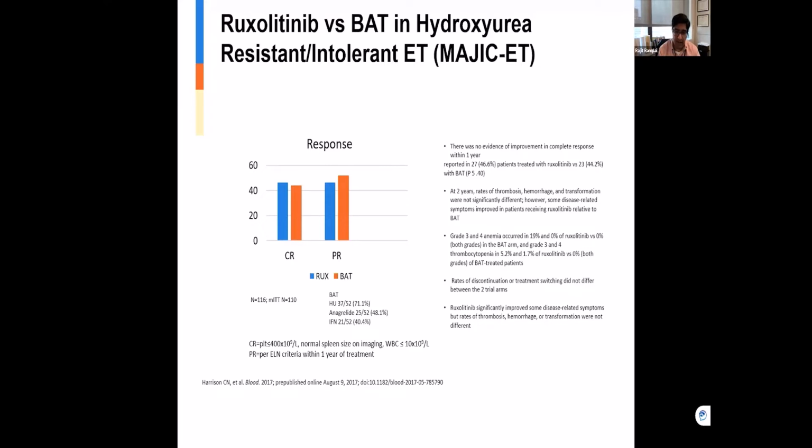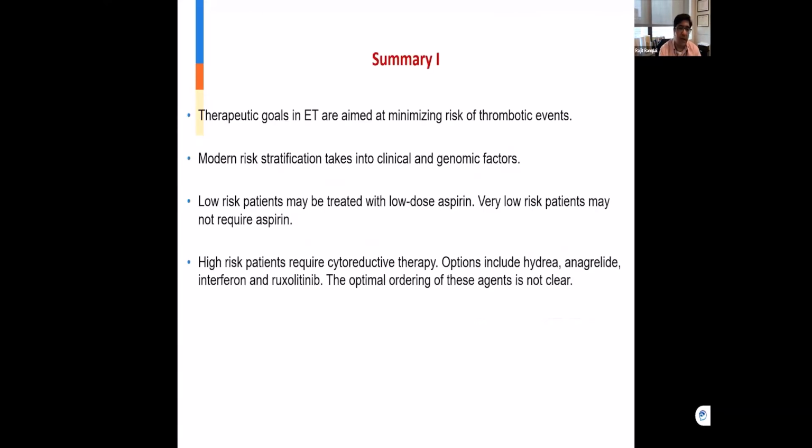So really, to summarize ET, the therapeutic goal is to minimize the risk of thrombotic events. We stratify patients by genomics and clinical factors in terms of whether they need treatment. Low-risk patients can be treated with aspirin only, and patients who require therapy can have a number of therapies that work. There are new drugs in development.